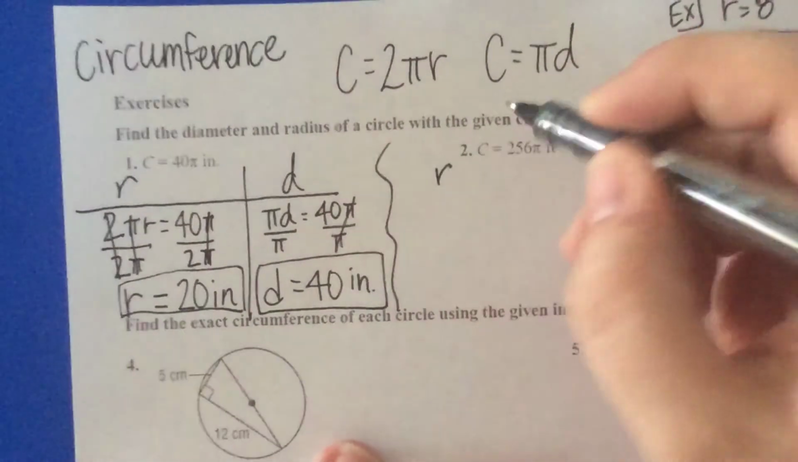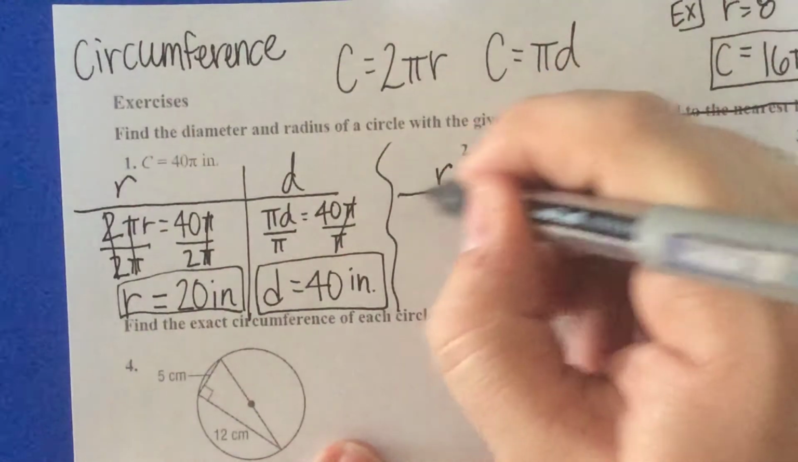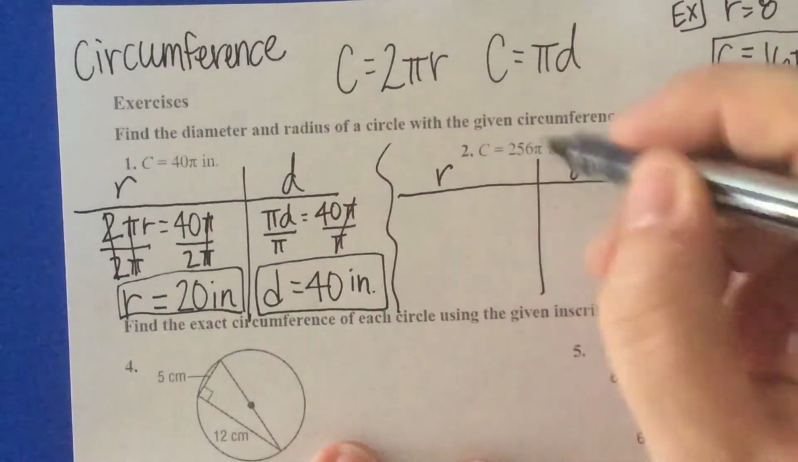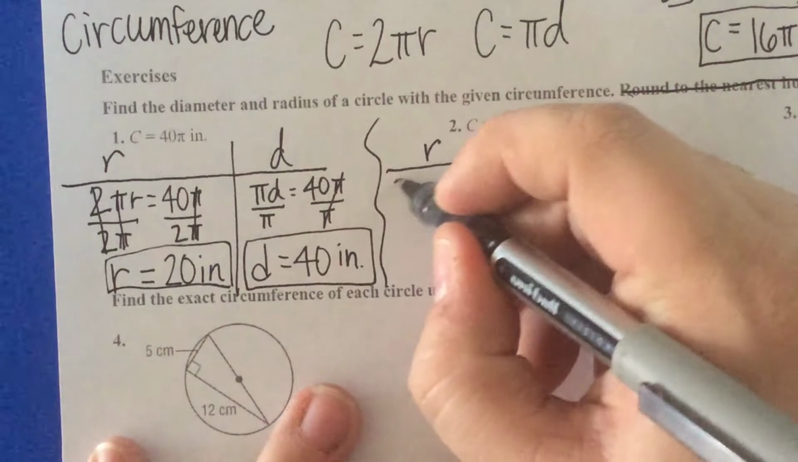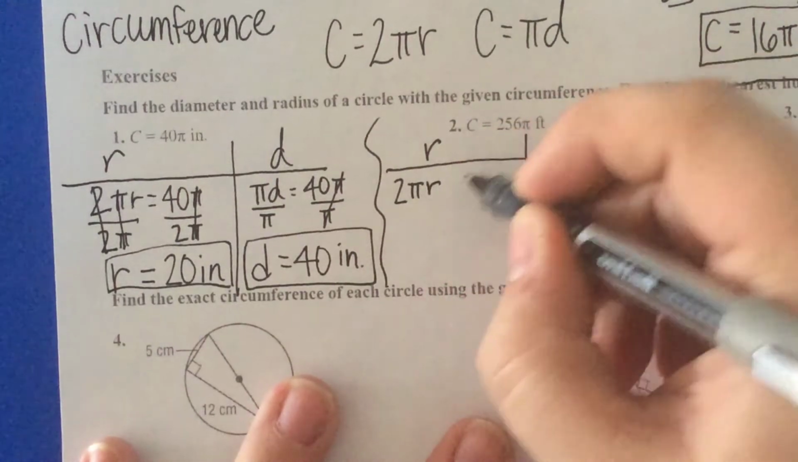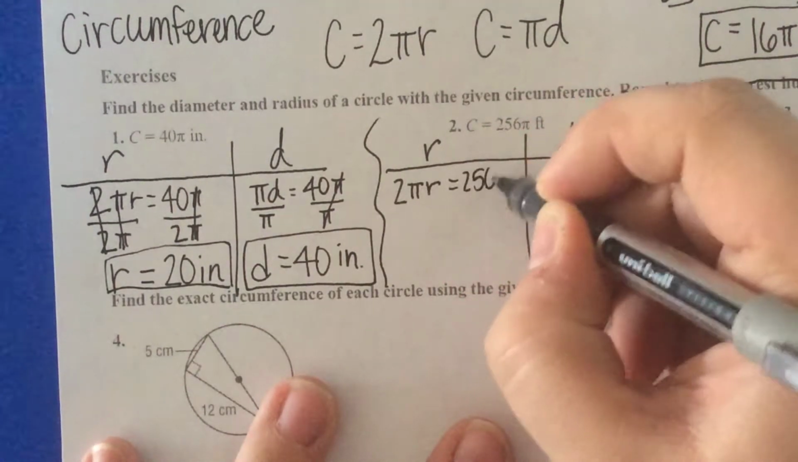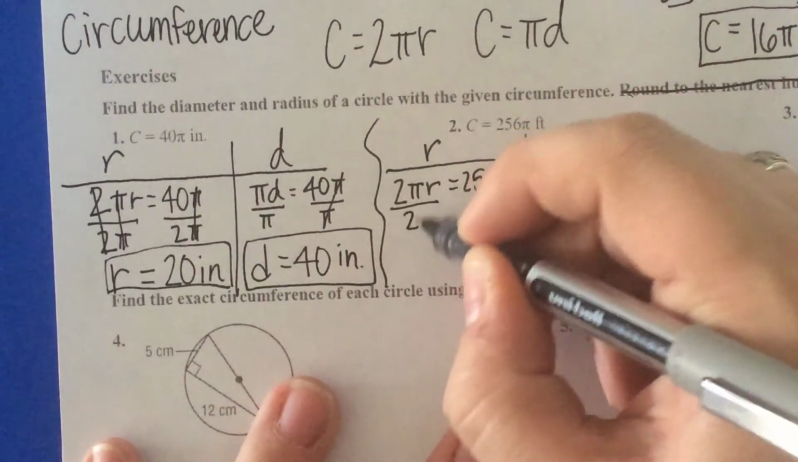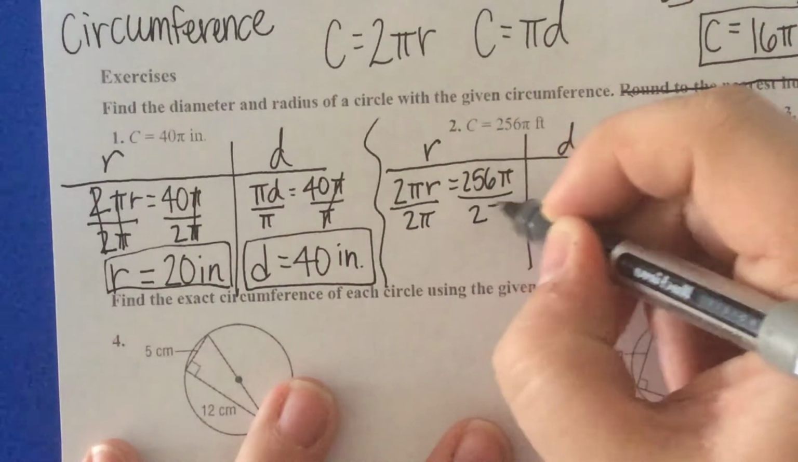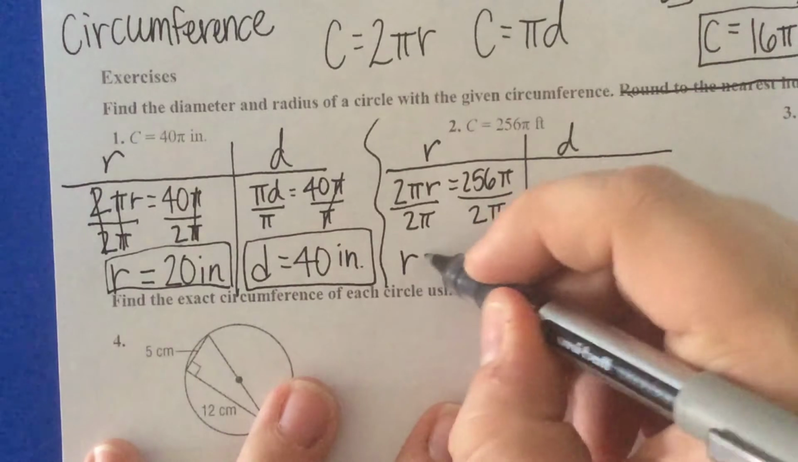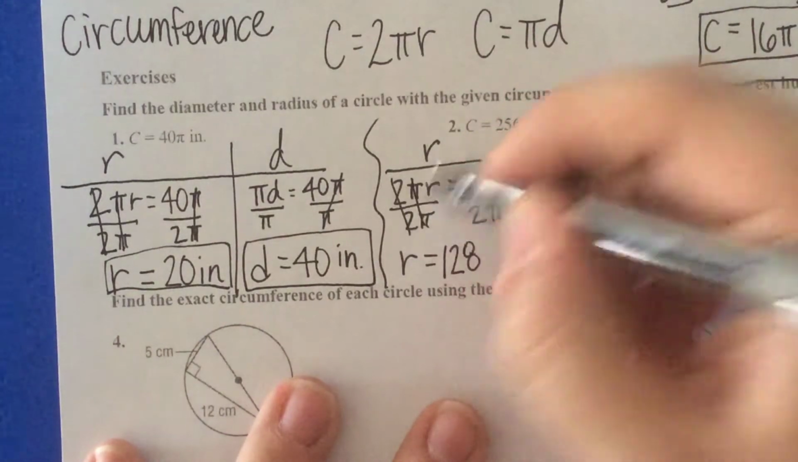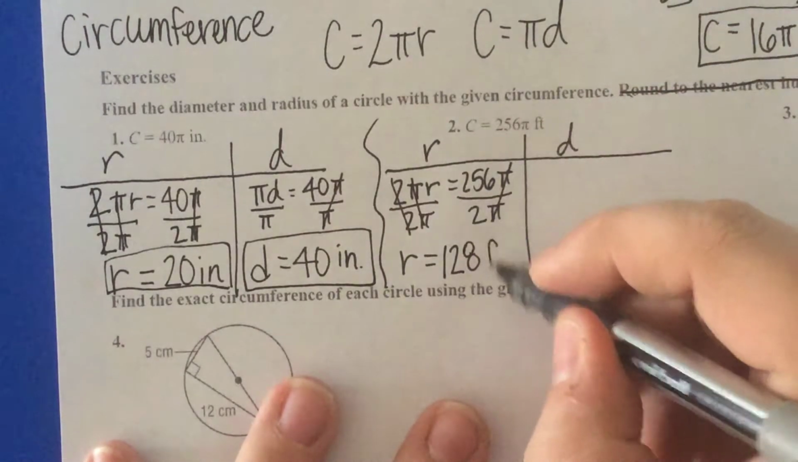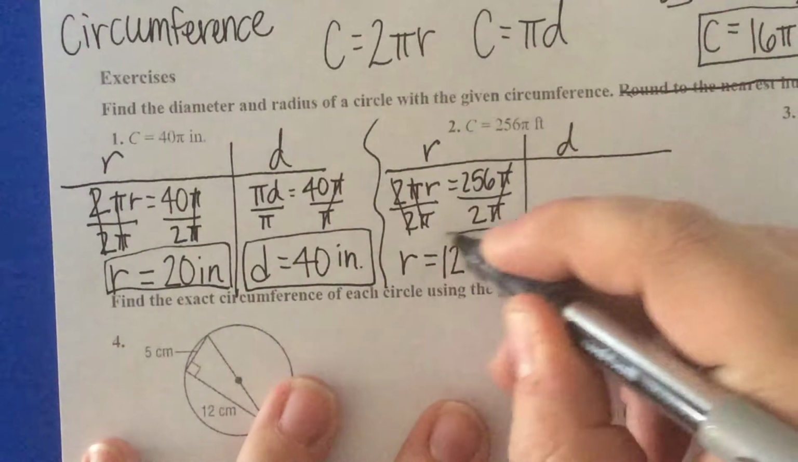We've got radius, we want to find diameter. We know the circumference is 256 pi. So we're going to say 2 pi times r equals 256 pi. Divide by 2 pi. Divide by 2 pi. And we could say that r equals 128 because these cancel and those cancel, and this is 128 feet.